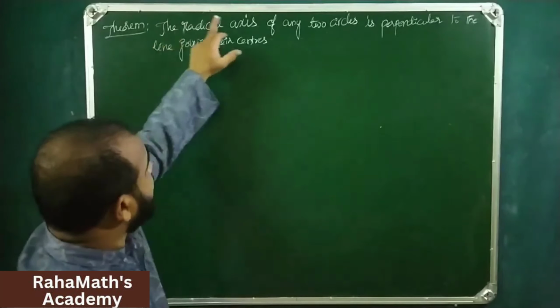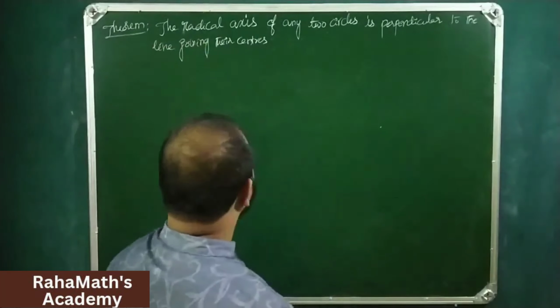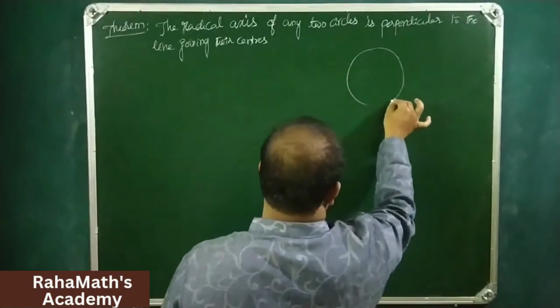The radical axis of any two circles is perpendicular to the line joining their centers. What is given is, there are two circles.